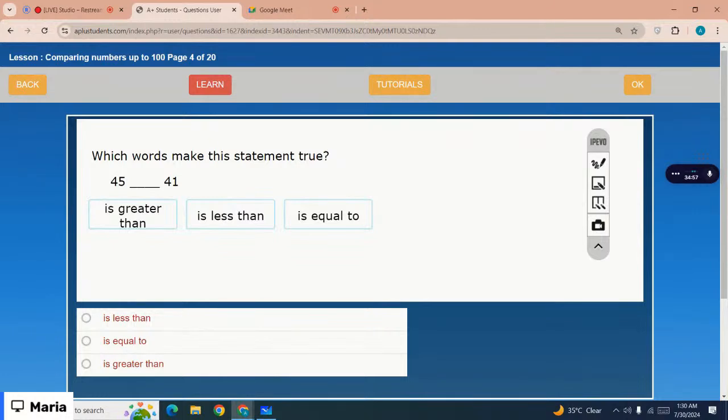Very good. 45 is greater than 41. The correct option is greater. The correct option is 45 is greater than 41. The correct option is greater.